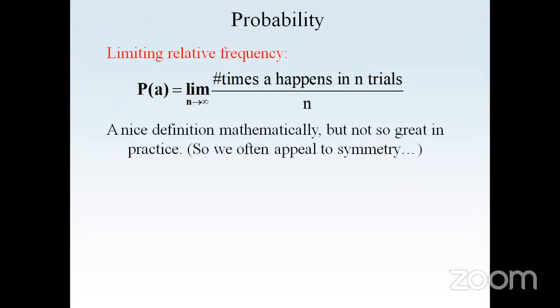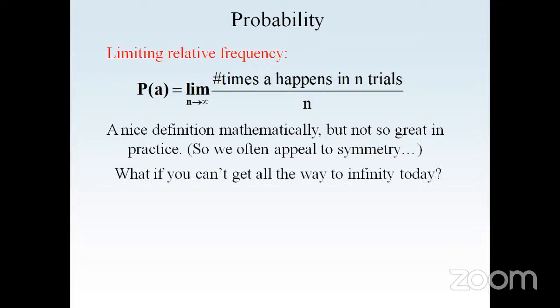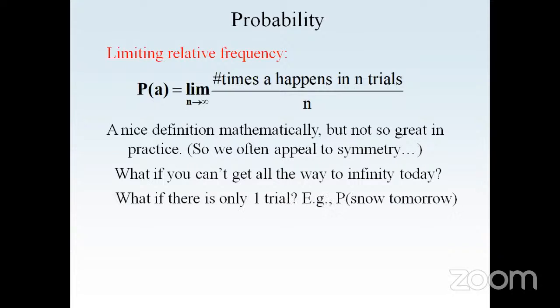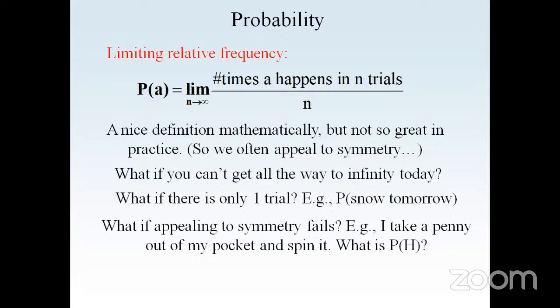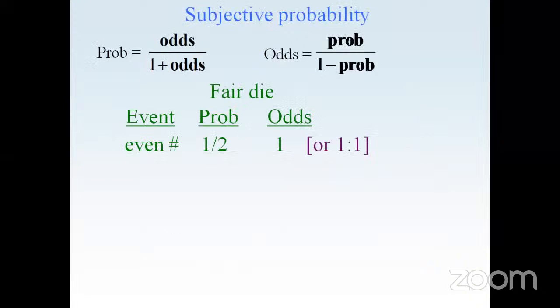So the limiting relative probability of A is the limit of the number of times A happens in the n trials divided by n. A nice definition mathematically, but not so great in practice. So we often appeal to symmetry. What if you can't get all the way to infinity? There are so many other examples for the probability given.